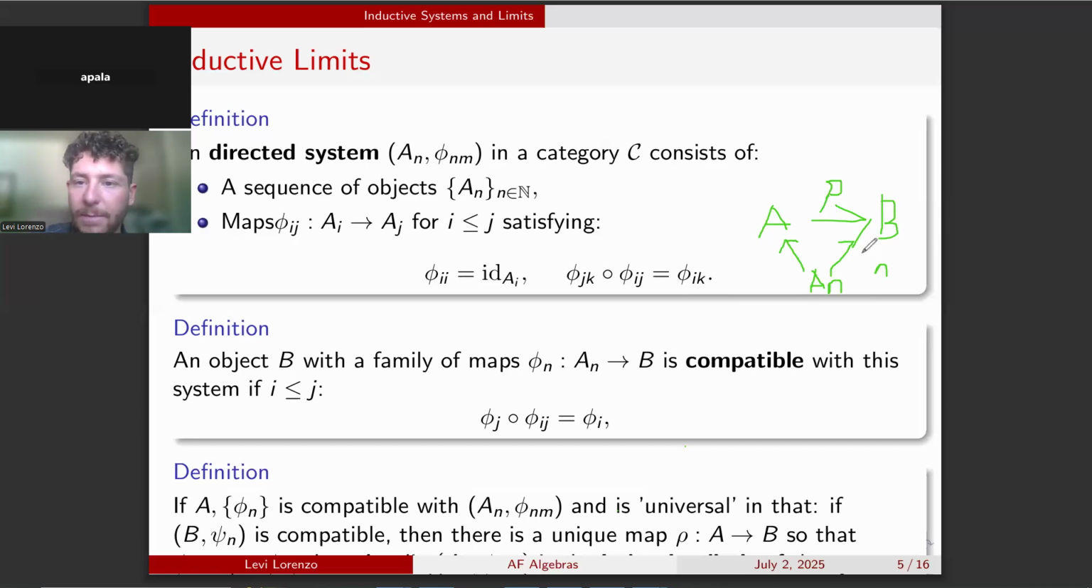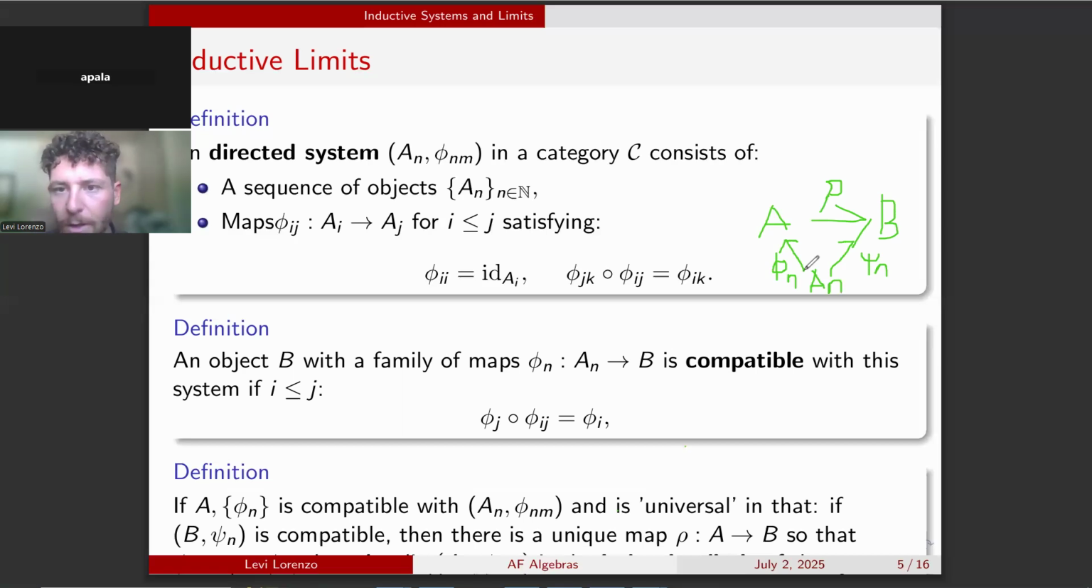Depending on how familiar you are with universal objects, this may be something familiar. The idea here is that this is the largest of these sorts of objects that are compatible. And it turns out that if you define it this way, then such an object will be unique up to isomorphism, and this is what we'll call the inductive limit of this system.